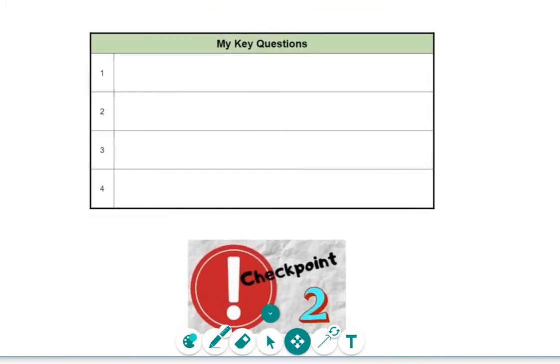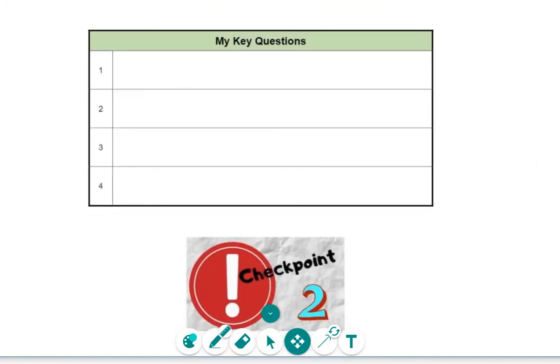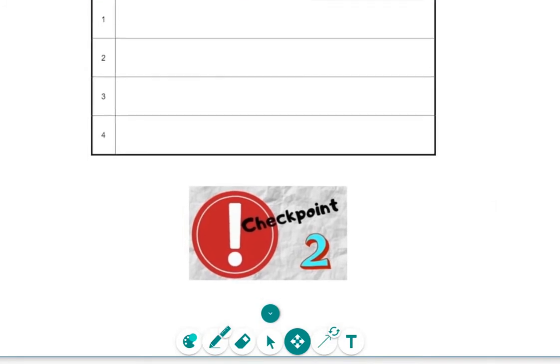Okay, so you write your key questions in here, and then as you can see, it is checkpoint 2. Absolutely vital you get those questions checked by your teacher before you move on.